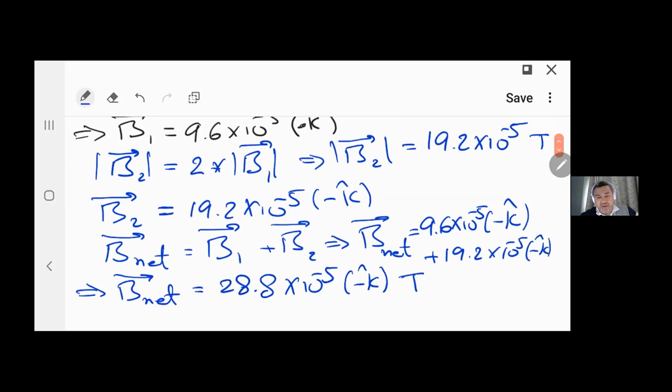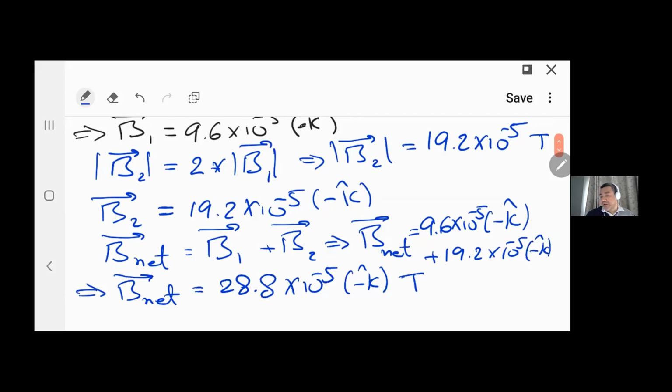Yeah, we talked about that. Opposite direction currents for two wires that are in parallel will lead to a constructive magnetic field in between.